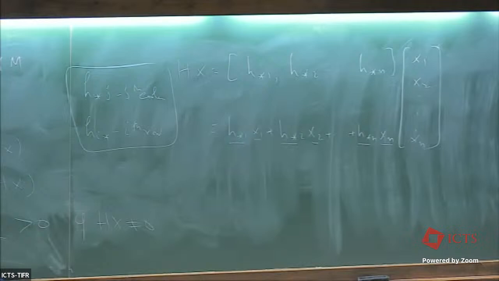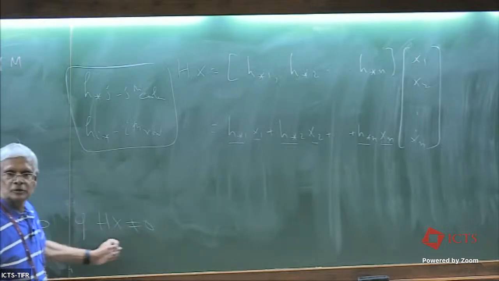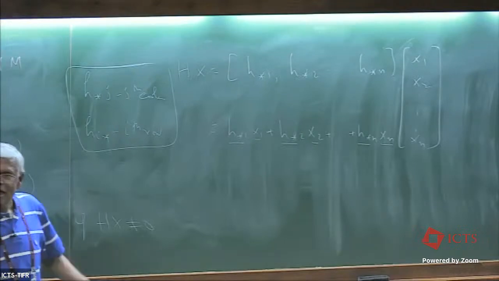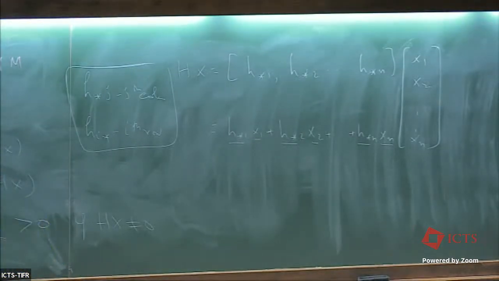When can a linear combination of the columns of H never be 0? That's a condition. So in order that this is not 0, I need to establish that the linear combinations of the columns of H can never vanish for any x. H's are fixed, any x. That can happen only when the columns are linearly independent.